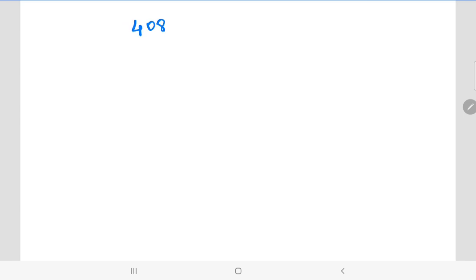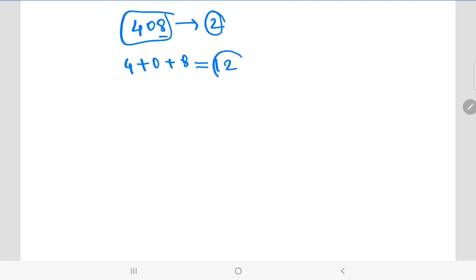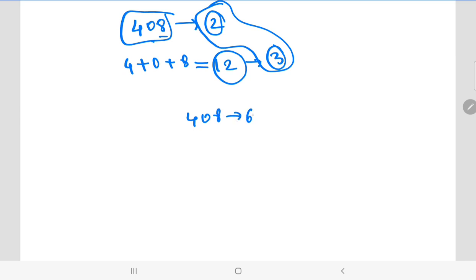408. So if I just see, as the number is ending with an even number, that is 8, this is divisible by 2. 408 is divisible by 2. On the other hand, if I add 4 plus 0 plus 8, it will give me the answer as 12, which means this number, 408, is also divisible by 3. So 408 is divisible by both 2 and 3. So 408 is also divisible by 6.